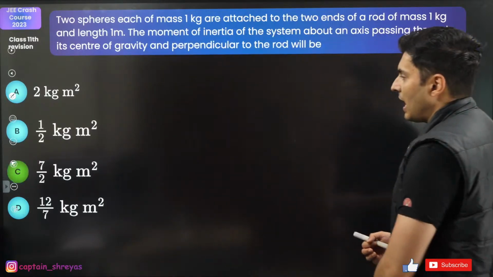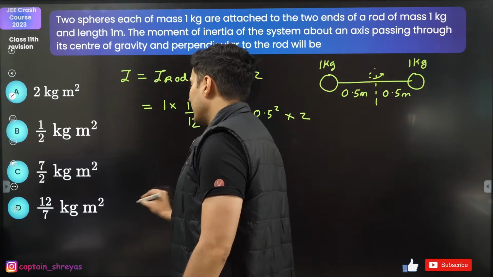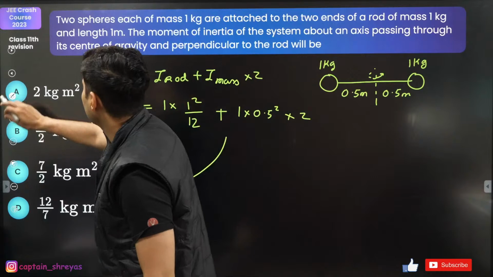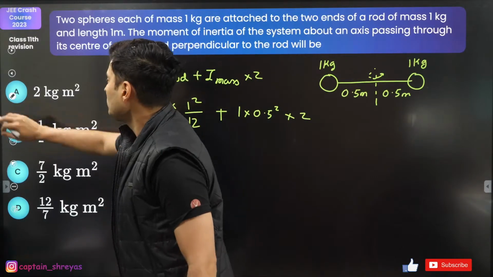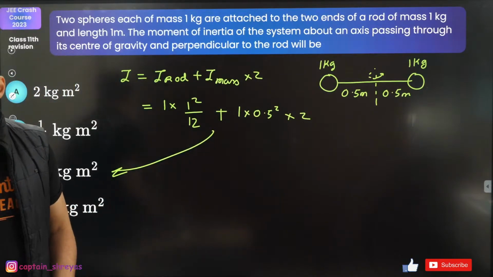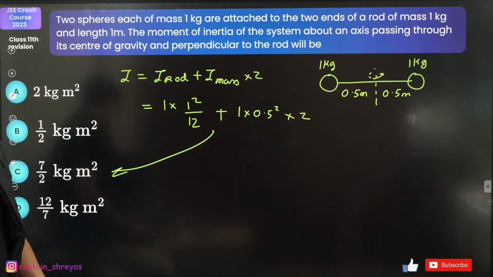See if you get the answer as 7 by 12. Just check it out quickly and let me know if you are getting the answer as 7 by 12. My bad, not 12 by 7, 7 by 12. See if you're getting it. Come on guys, figure it out.